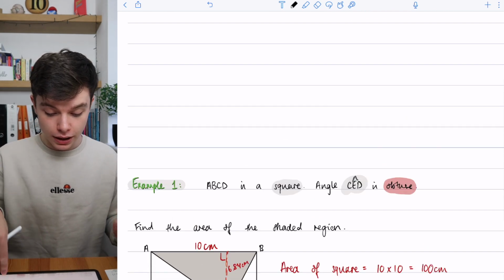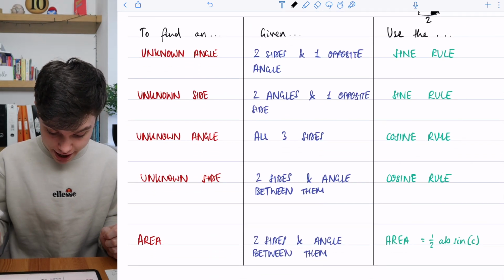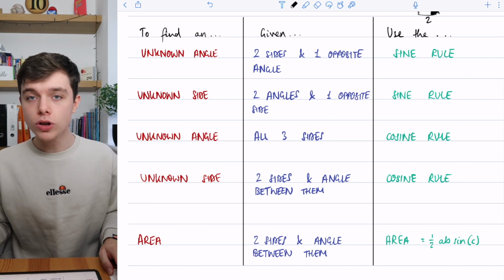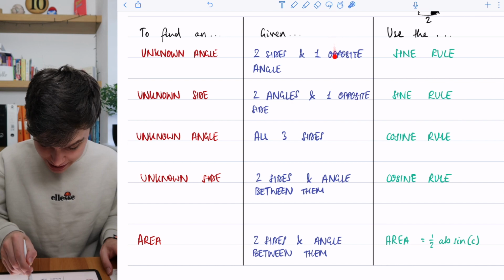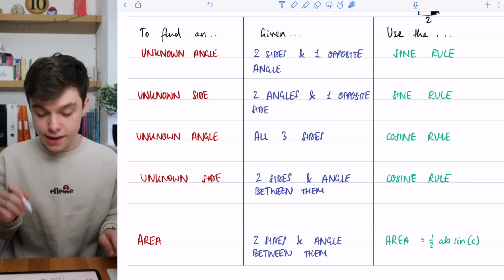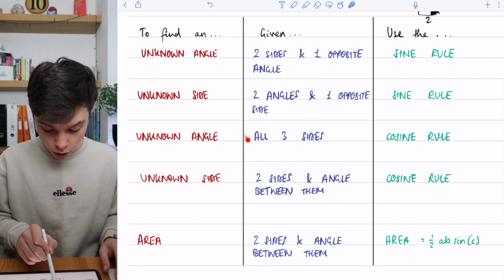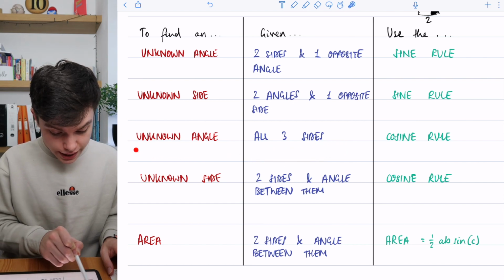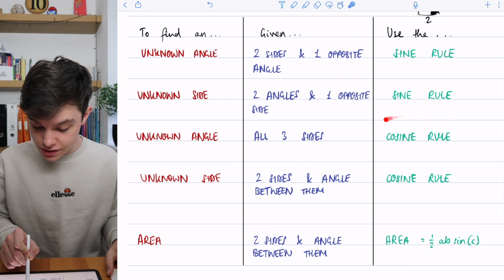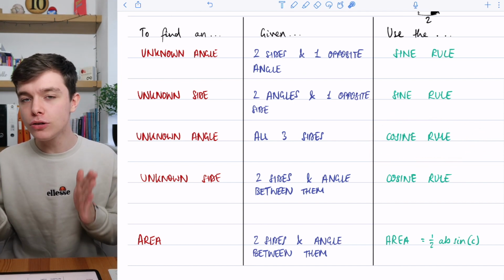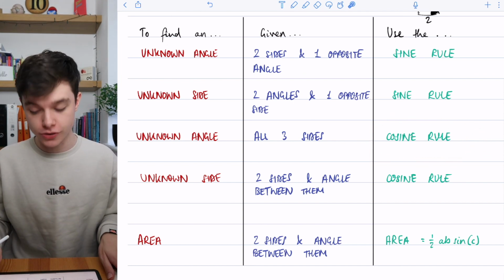So actually, let's go back to this here. All I have is all three sides. So let's go down the given table and let's see which one is all three sides. Given here, all three sides. And we are trying to find an unknown angle. That is good. So we want to use the cosine rule. And it's the angle version of the cosine rule that we want to use.